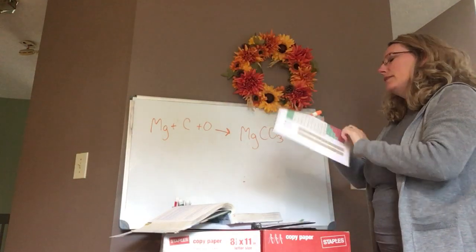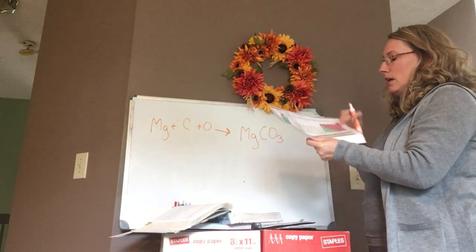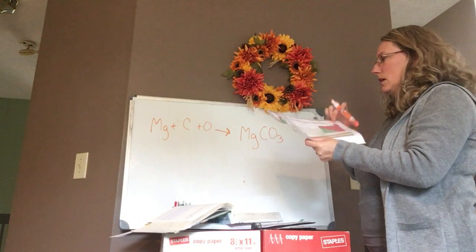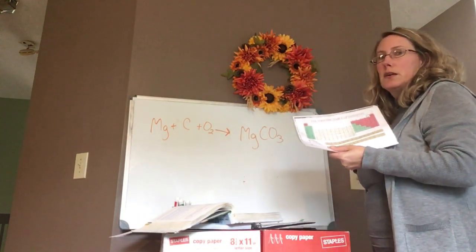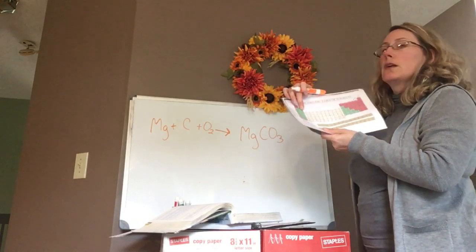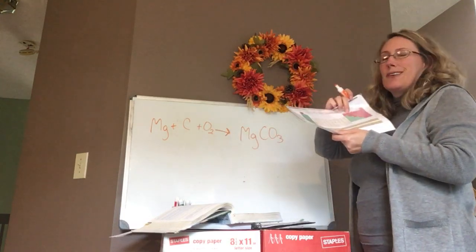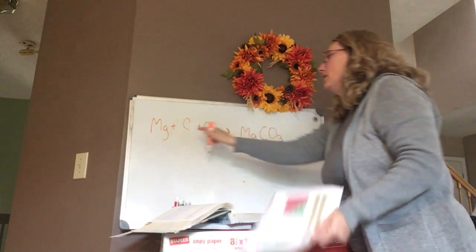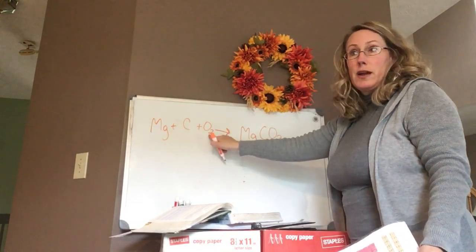Let's look at my periodic table. Let's look in my little 7 here. Is oxygen there? Yes, it is. So it's a homonuclear diatomic. Have to have a 2 there. Is magnesium there? Nope, it's over here. Is carbon there? Carbon is just outside of that 7, right? So that formula is correct. That formula is now correct.